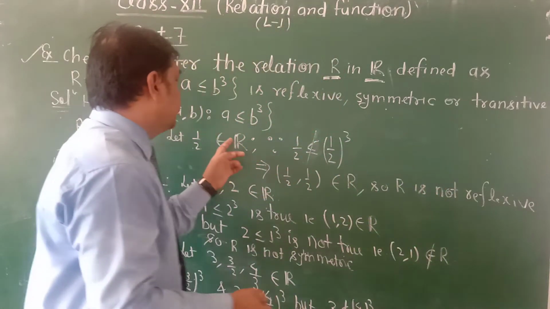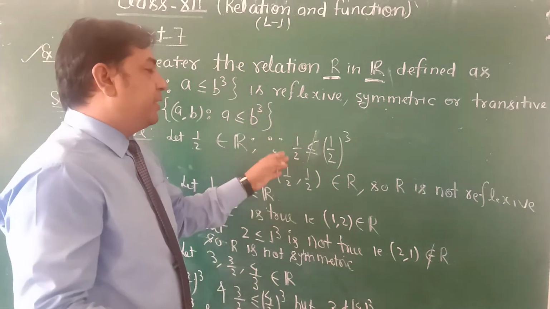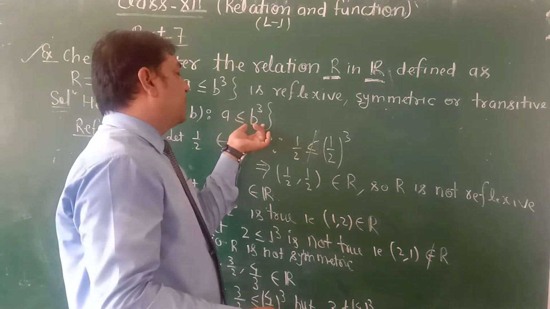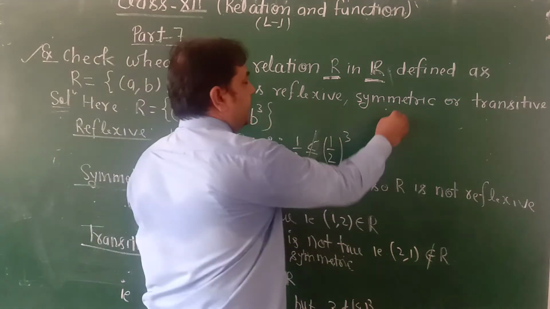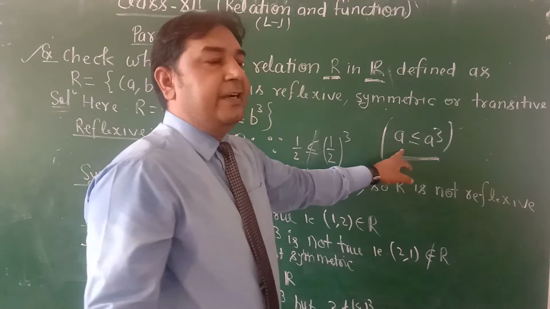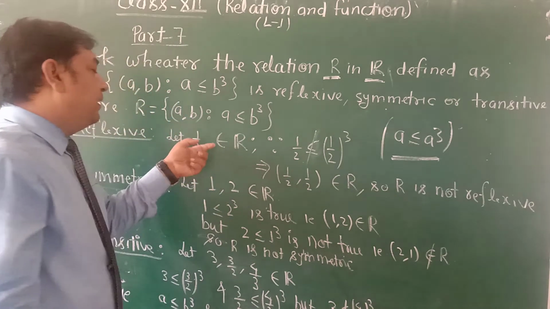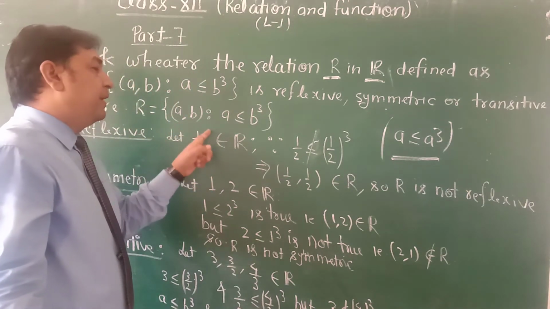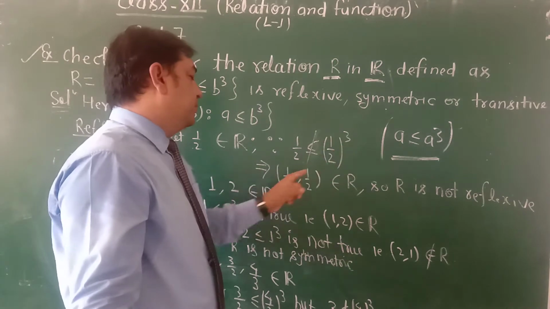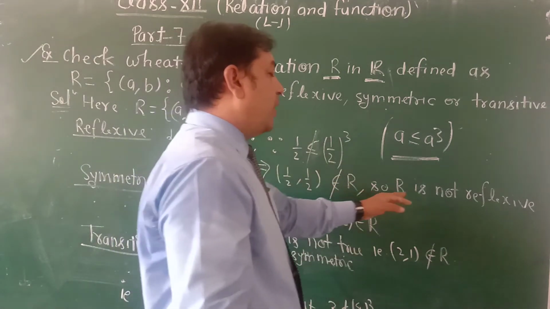I take the number 1 by 2, which is an element of the set of real numbers. We see that 1 by 2 is not less than or equal to (1 by 2) cube. The relation is given as a is less than or equal to b cube, which means a is less than or equal to a cube. If this is satisfied, we can say the relation is reflexive. Whereas taking 1 by 2 in place of a, 1 by 2 is not less than (1 by 2) cube. This implies (1 by 2, 1 by 2) does not belong to R. So R is not reflexive.